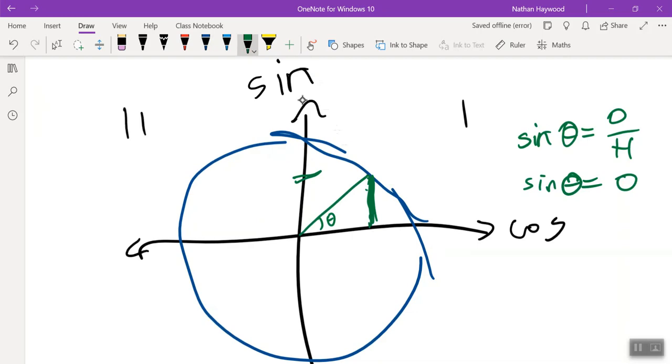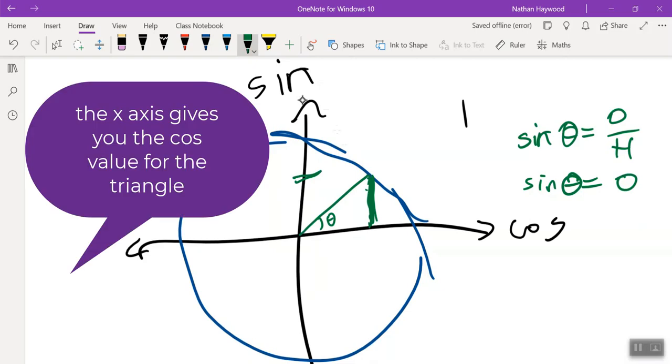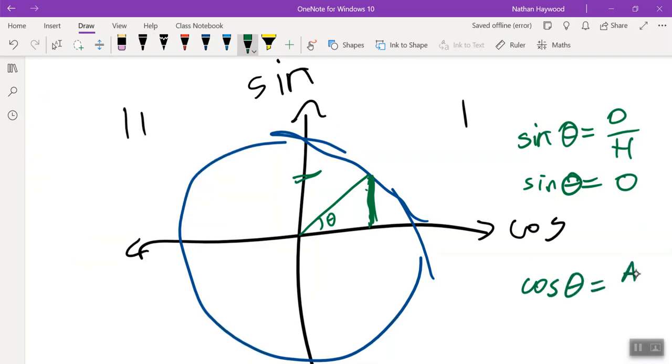You can do the same thing with cos. So cos for this angle here, everyone remember what cos is? It's the adjacent over the hypotenuse. So it's the adjacent, whatever the x value is, over the hypotenuse. So if we look on the x-axis, that tells us the cos value for that angle. If we look on the y-axis, that tells us the sine value for that angle.